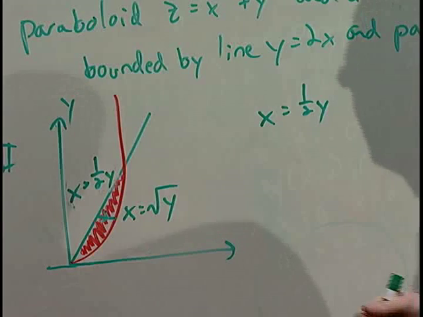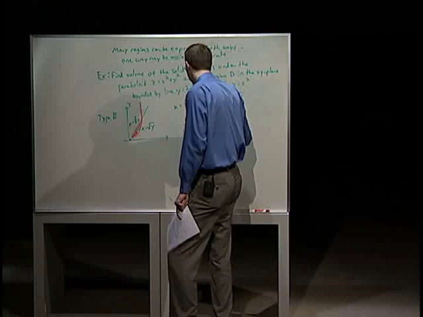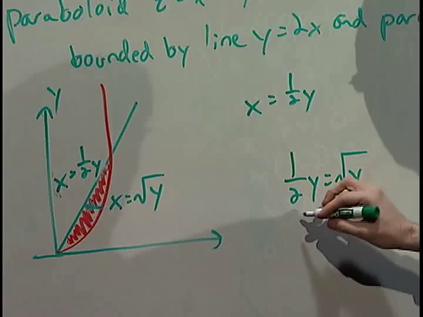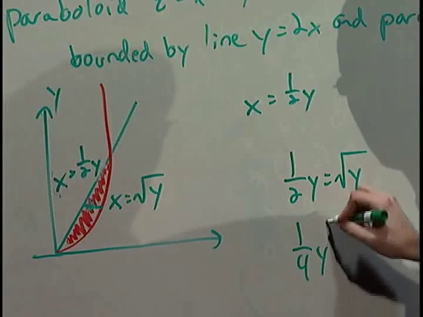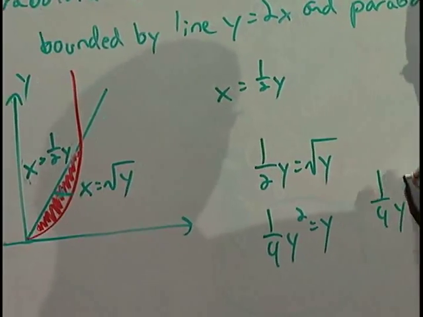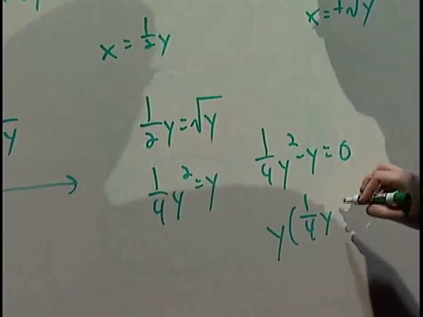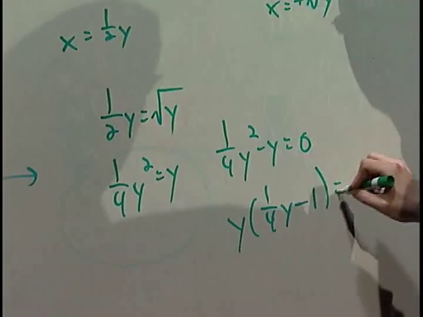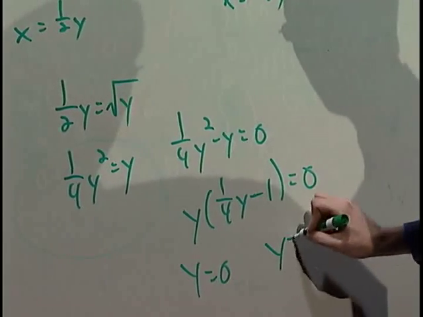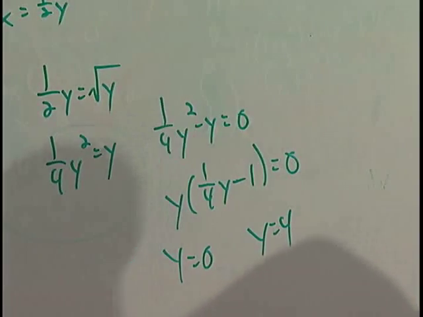Okay, so our limits now. 1/2 y equals square root of y. We want to get our y limits, so we can square both sides, get 1/4 y squared equals y, and scoot things around that way, minus y equals 0. Pluck out a y, you get y times (1/4 y minus 1) equals 0. So y is equal to 0, or y is equal to 4. Does that sound right? Yes, it does.